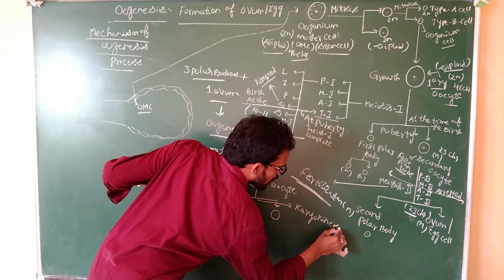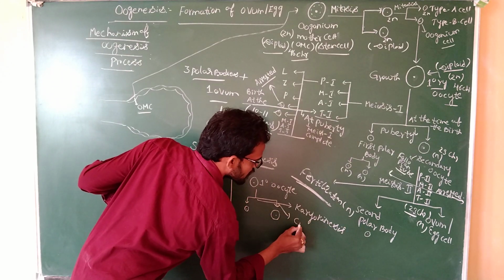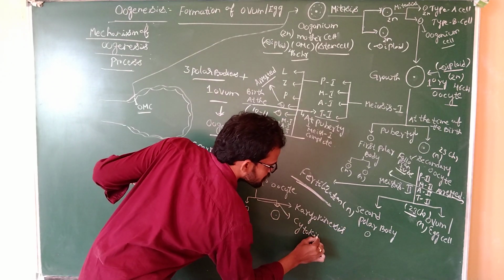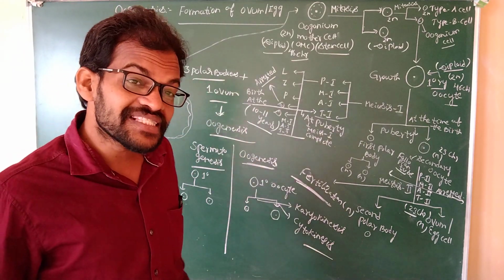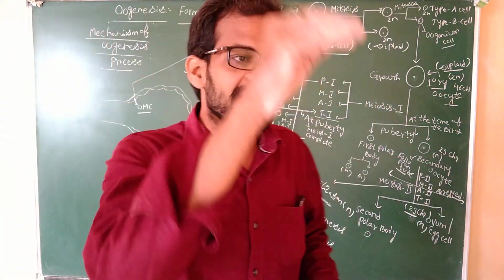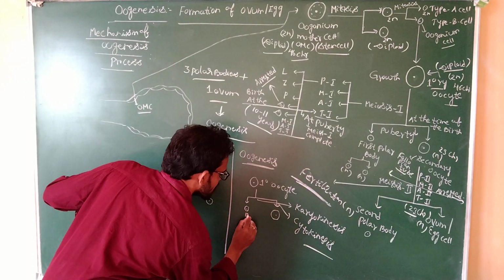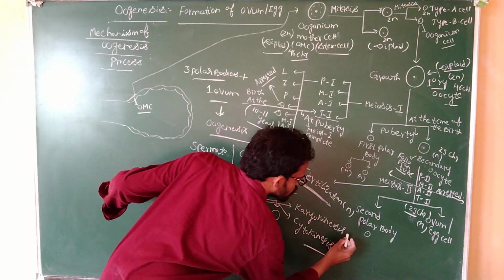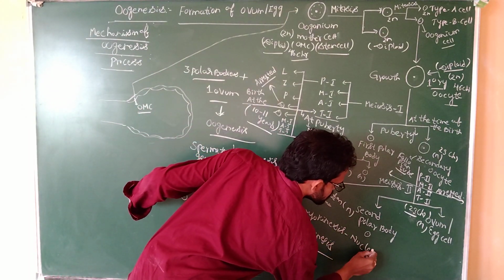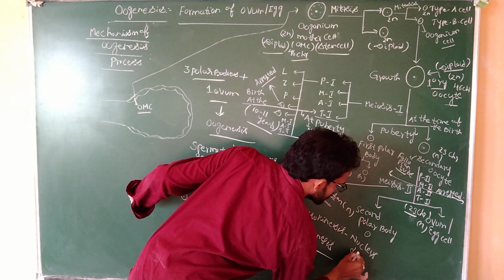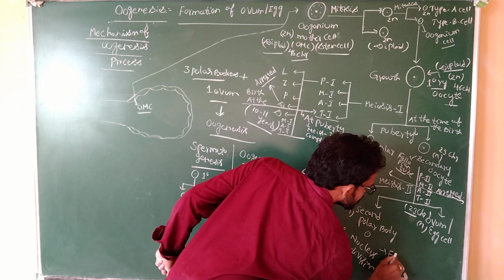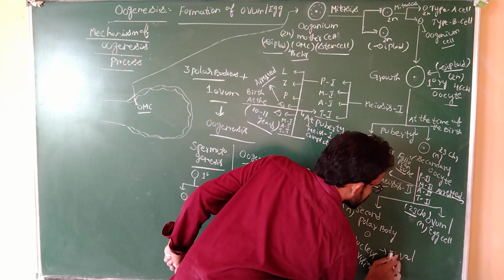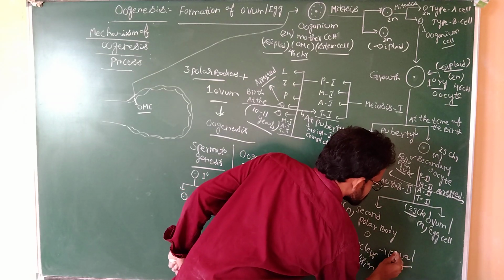Karyokinesis is the first division, and the second division is cytokinesis. Karyokinesis means the nucleus is equally divided. It is nuclear division, an equal division of the nucleus.